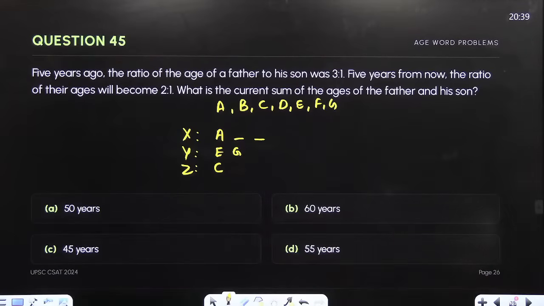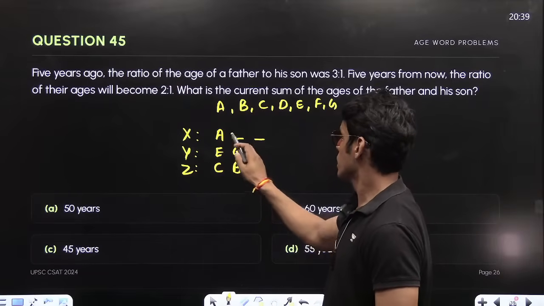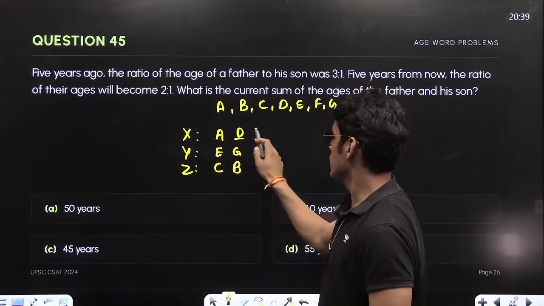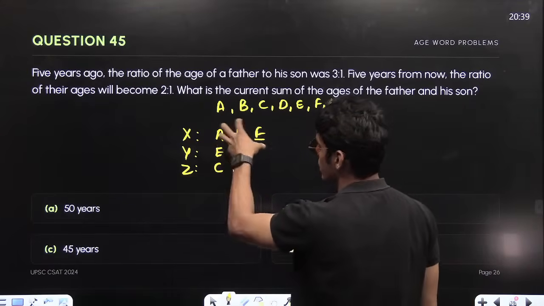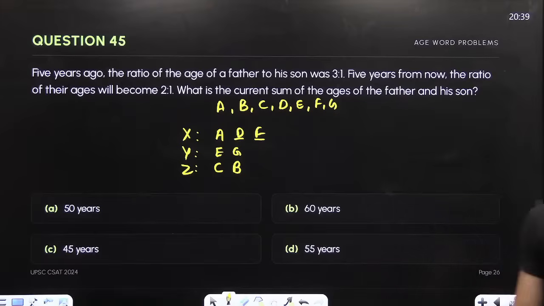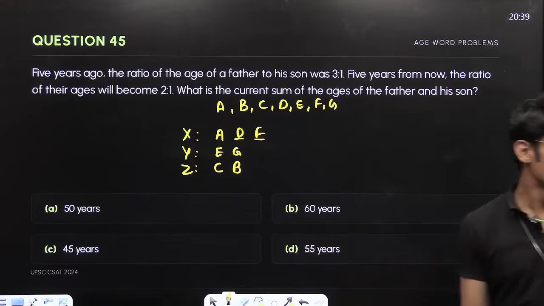Then, A and B do not travel in the same car. Z does not travel by Y. So B has to be here. Then A, B, C, D, F. So this is the arrangement. Based on the statements written, these are the arrangements. Then what are the options? No one travels alone. This is correct. Only D travels with F. This is incorrect. Right?